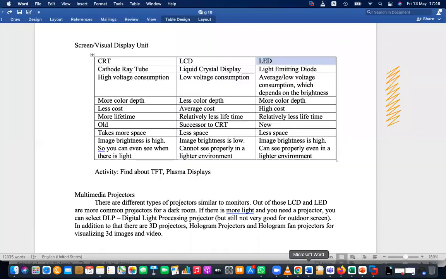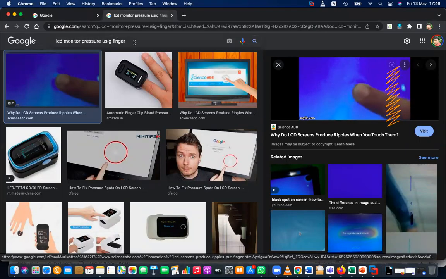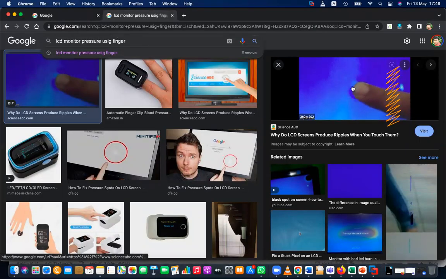So let's move to the note. LCD, liquid crystal display. Right? When you are using a finger, you can see this LCD. So when you use your finger, you can feel the liquidness of the monitor.